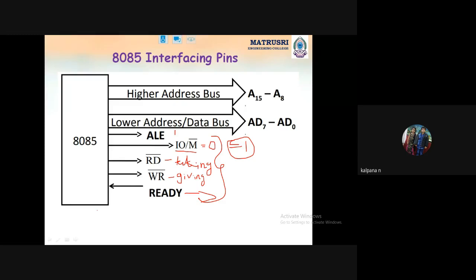Understand? Give some response. Yes, ma'am. So that I can move to the next slide.